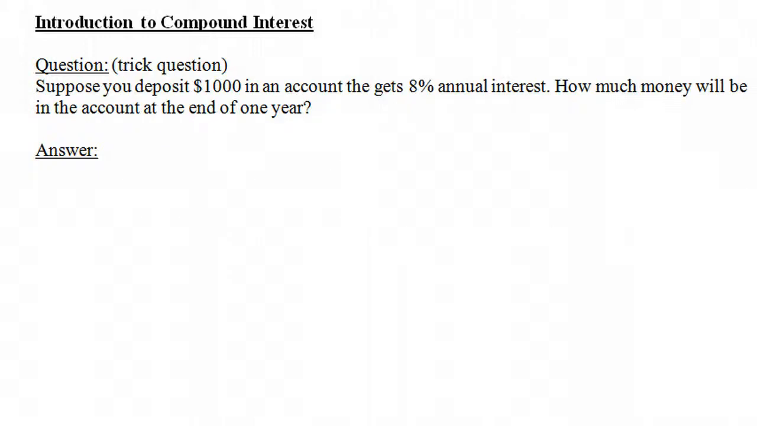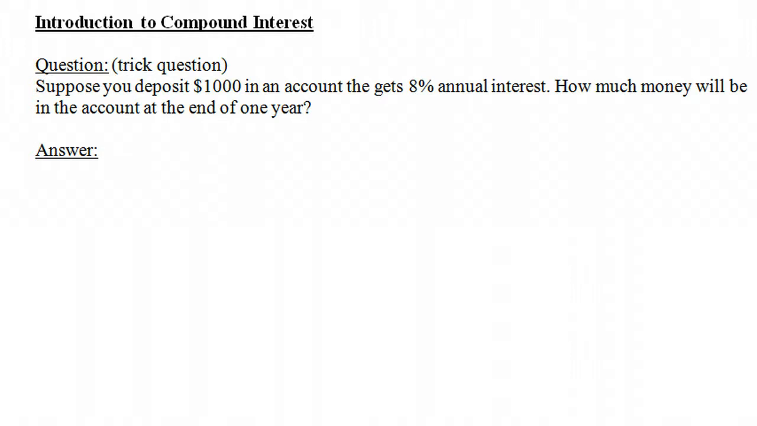In this video, we're going to do an introduction to compound interest. And I'm not going to give you any crazy formulas or anything like that in this video. Basically, what I want to do is just give you the idea of what compound interest is all about. How is it different than simple interest? Now, I think the easiest way to understand this is by doing an example.